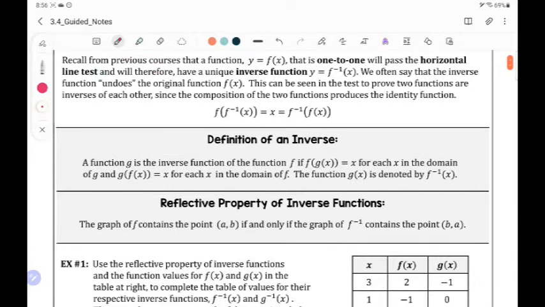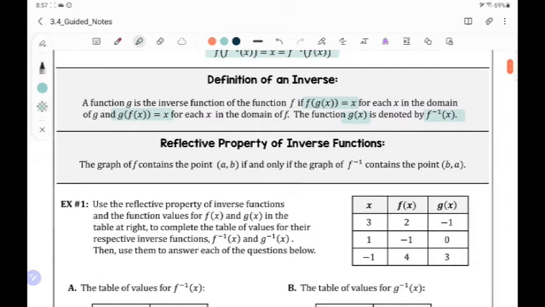Now let's look at this definition of an inverse. I feel like it's a repeat of what we just said, but let's just do it. A function g is the inverse function of the function f if f of g of x equals x for each x in the domain of g, and g of f of x equals x for each x in the domain of f. The function g of x is denoted by f inverse of x. So they stated this originally using f and f inverse of x, and here they're using f and g. So g of x is representing the f inverse of x. It's a restatement of that same sentence, just using f and g instead of f and f inverse.